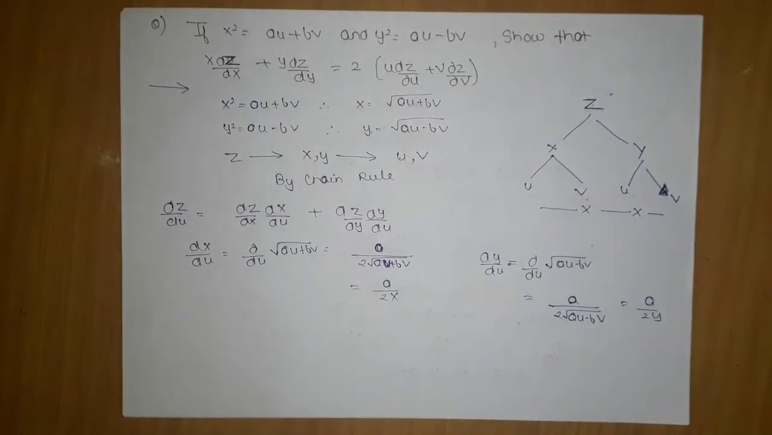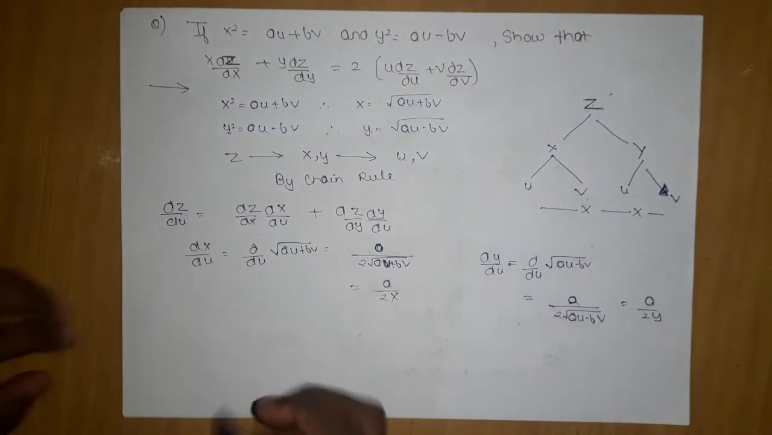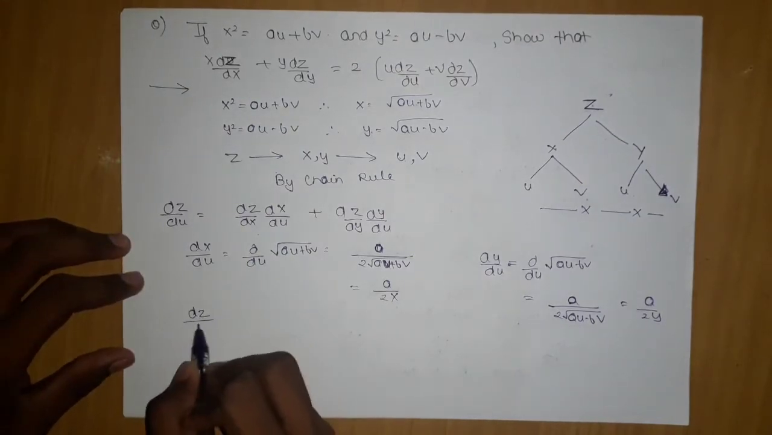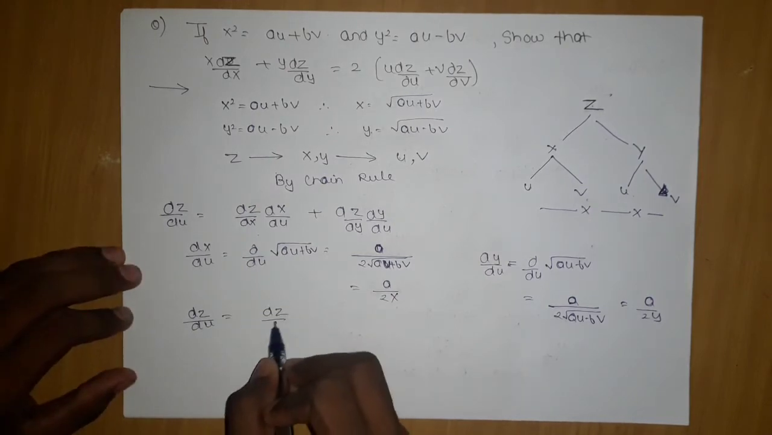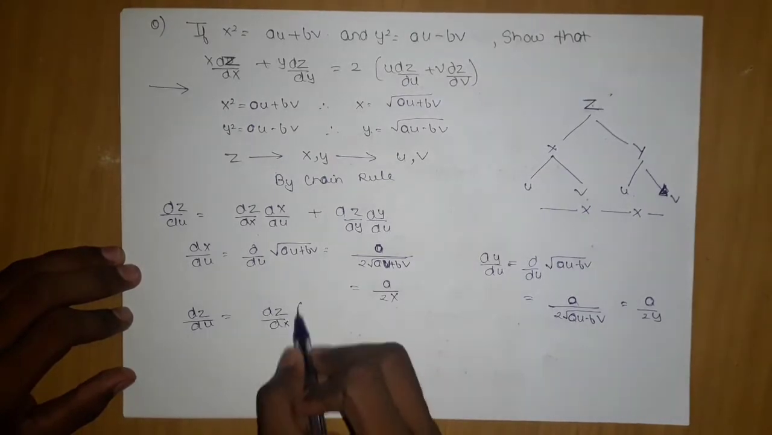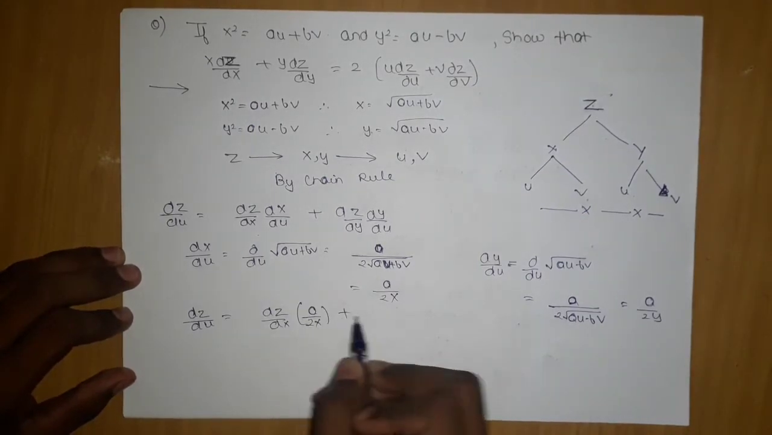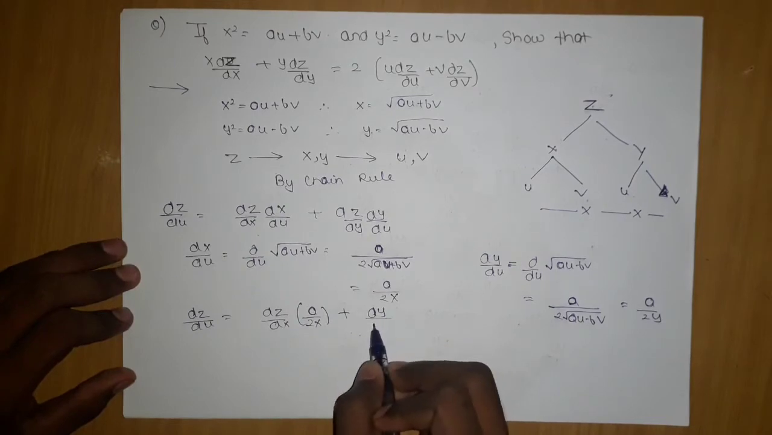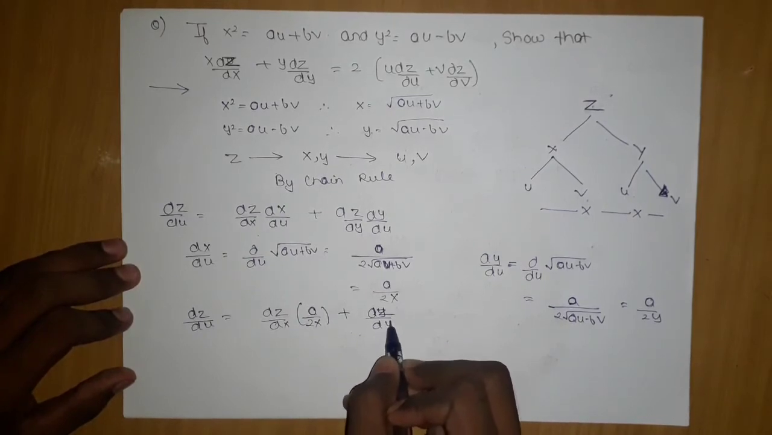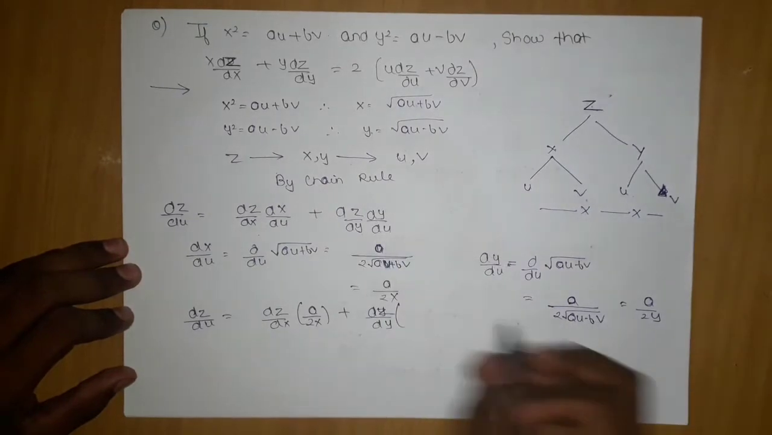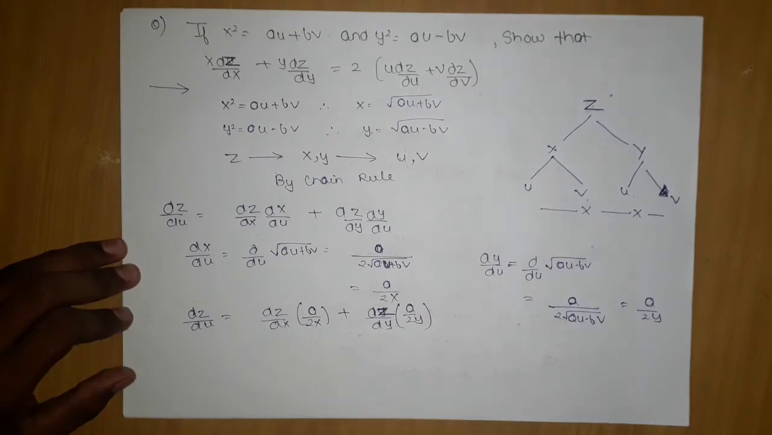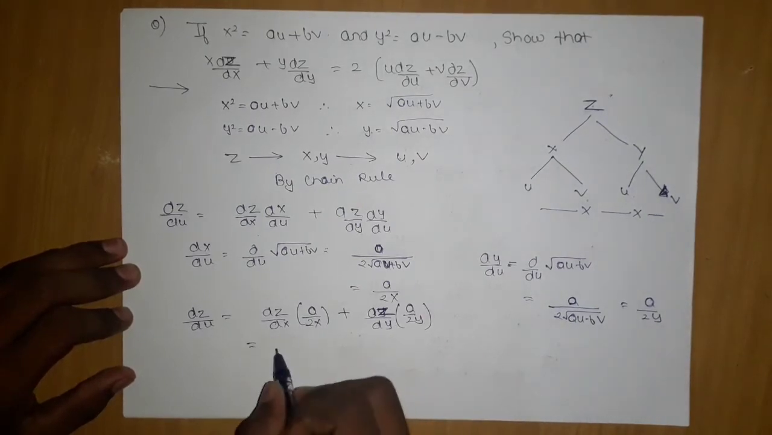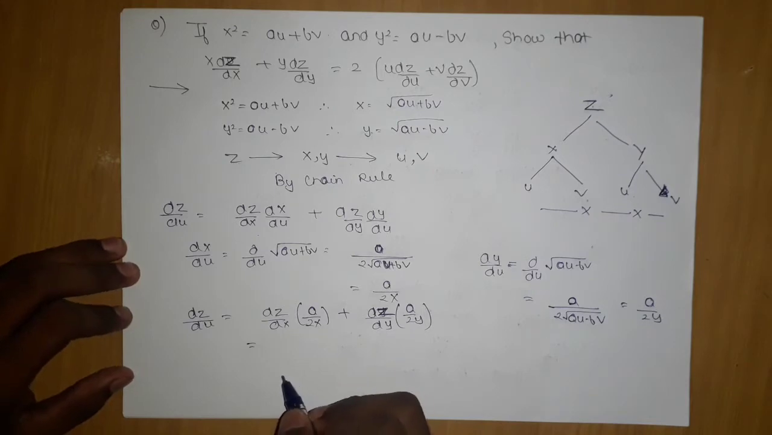So I am getting these values of dou x by dou u and dou y by dou u. I'm going to substitute in this equation to get dou z by dou u, which will be dou z by dou x into this value, which is a by 2x, plus dou z by dou y into dou y by dou u value, which I have as a by 2y. What I'm going to do after this is take a common.